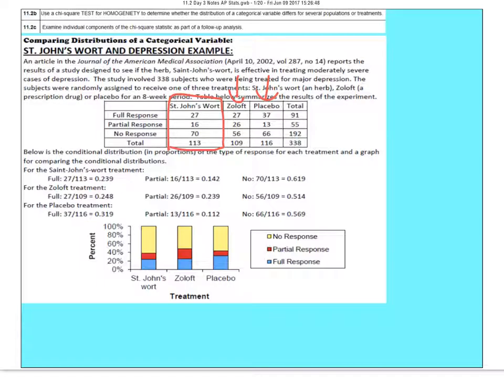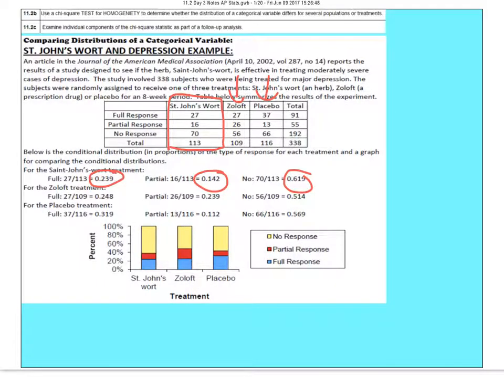So remember, for the conditional, what they did is they took 27 divided by 113, 16 divided by 113, 70 divided by 113. And they just wrote their answers here more in a row versus in the column we see above. Keeping in mind, all three of these values add back to 100% because they conditioned on treatment. They then took each of the three treatments and color-coded if it was a full, partial, or no response, and you see a nice stacked bar graph.